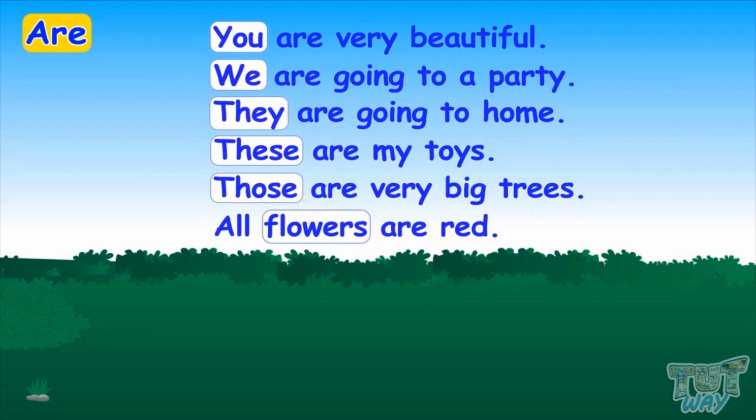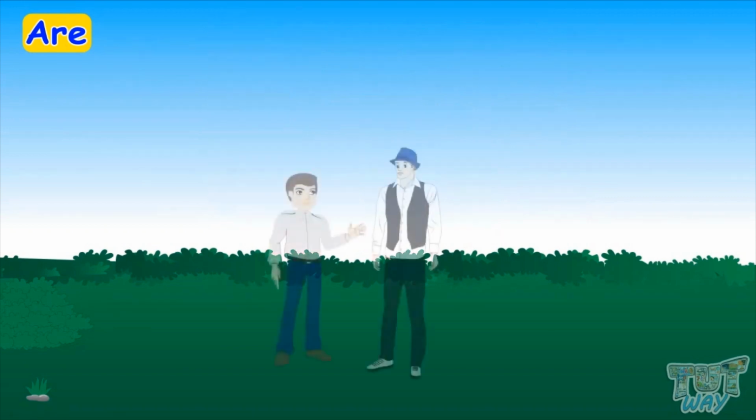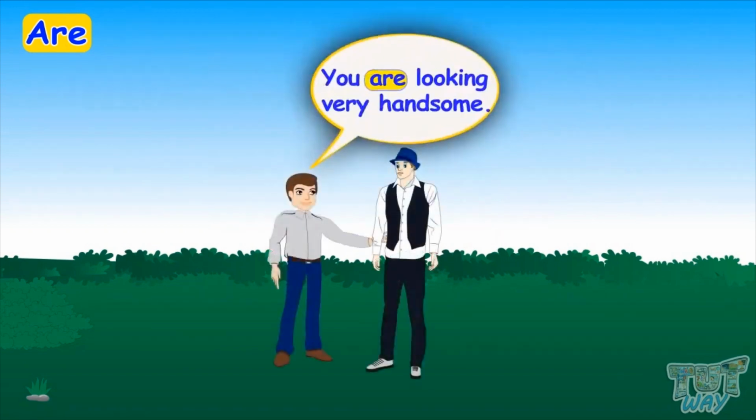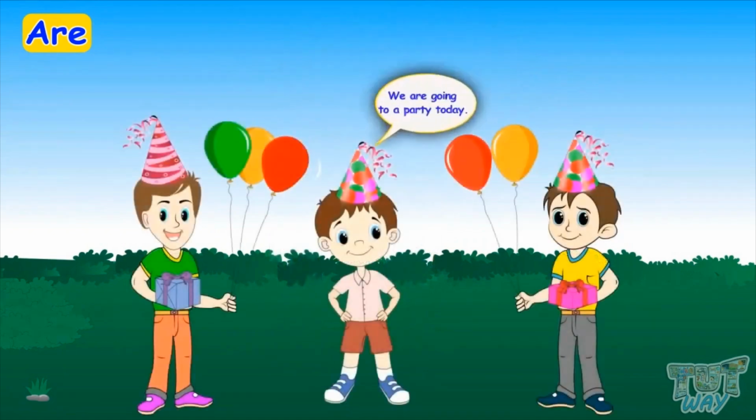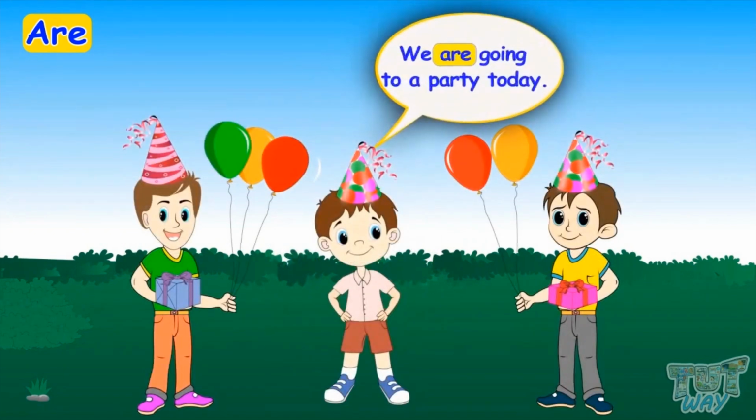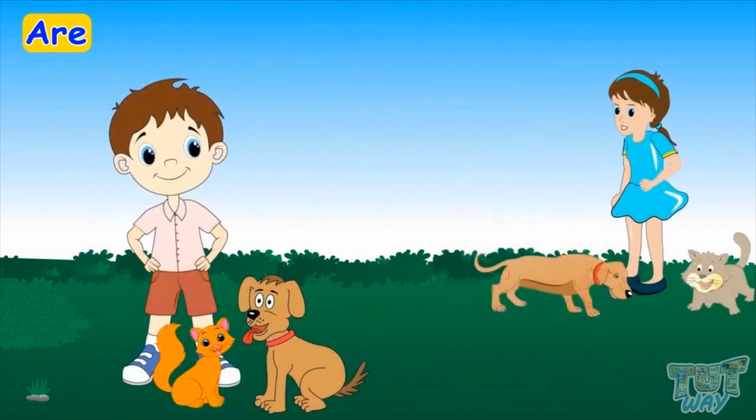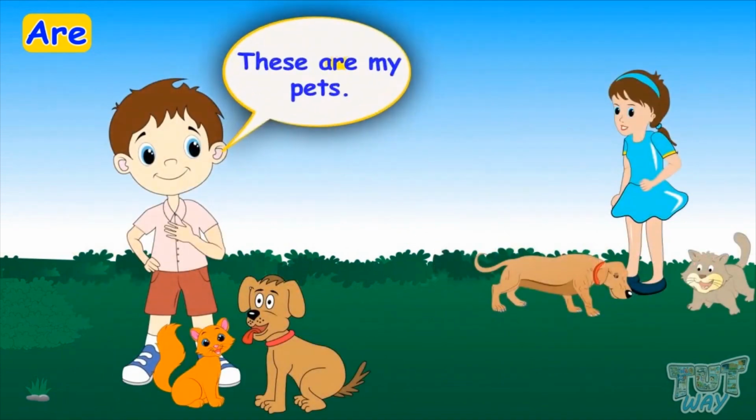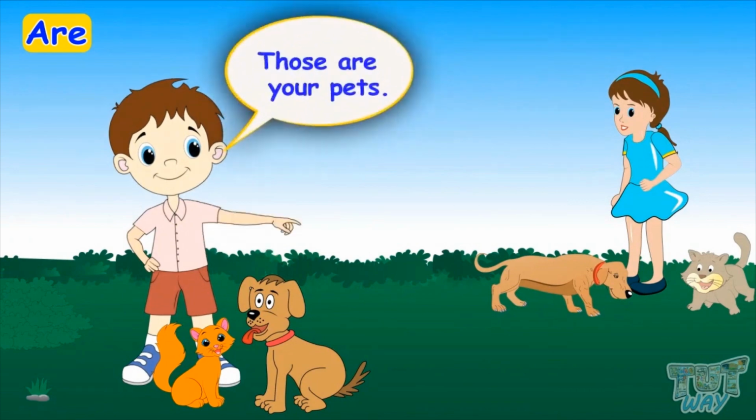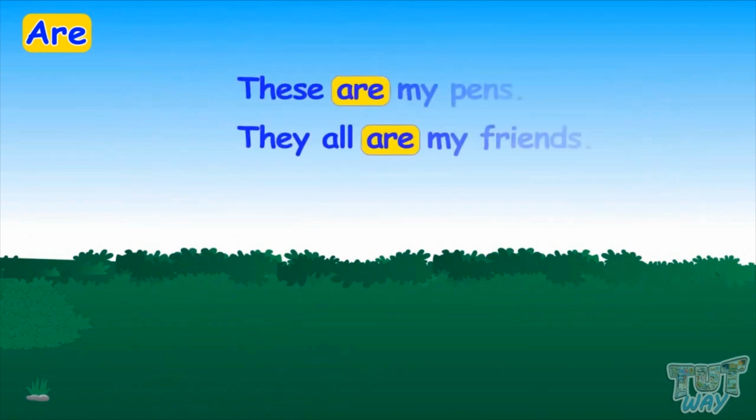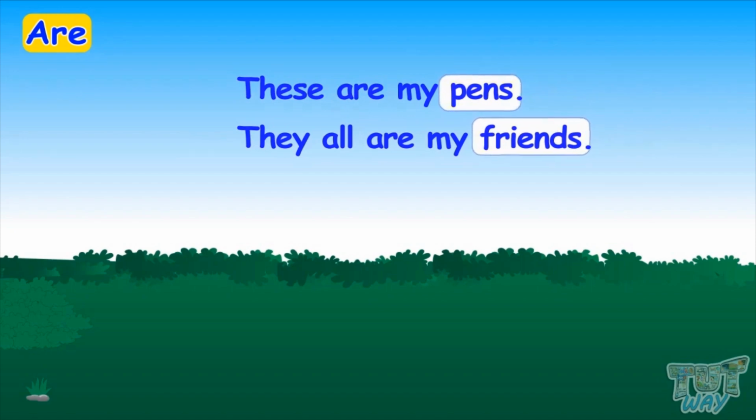Let's have some examples. You are looking very handsome. We are going to a party today. They all are coming to my house today. These are my pets, and those are your pets. We also use are when we are talking about more than one thing or person.